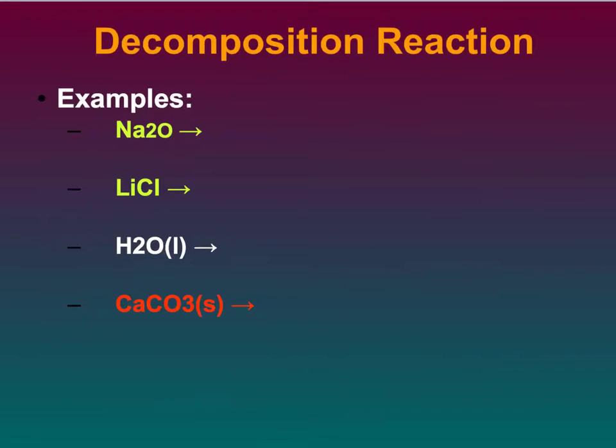So what we're going to do now is look at these decomposition reactions and predict the products. We're going to figure out what my products are when I start with this initial compound. If I look at this first example, I have Na2O. I need to figure out what elements this breaks down into. I'm just going to write those first. I have Na plus O.